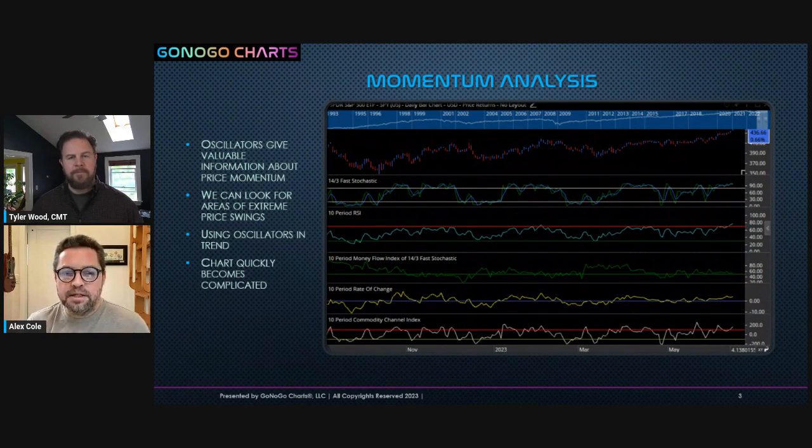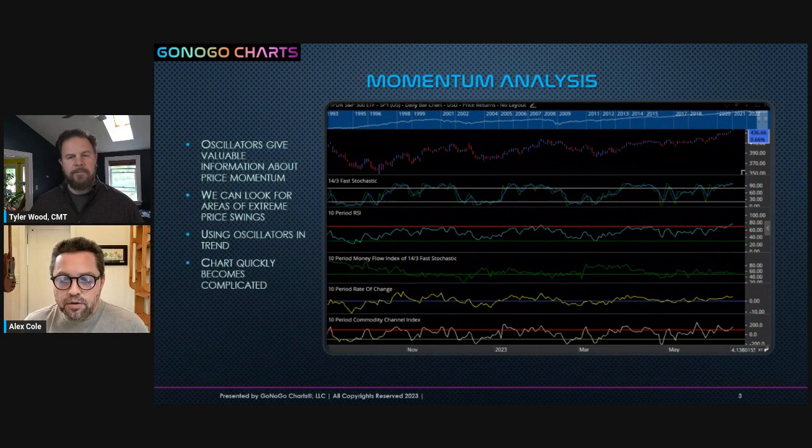So we want to understand how these oscillators can help us looking for these extreme overbought and oversold levels, those quick moves up or down that can then cause price to come back to the middle, or help us understand the strength of a trend. We can use these oscillators in the trend.